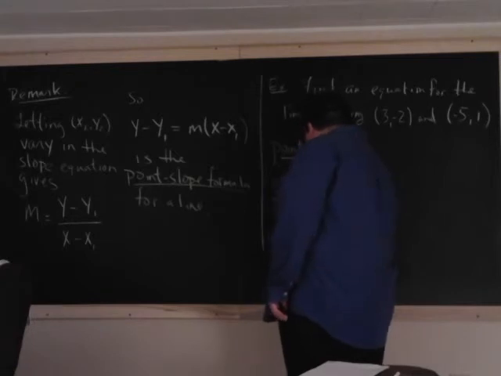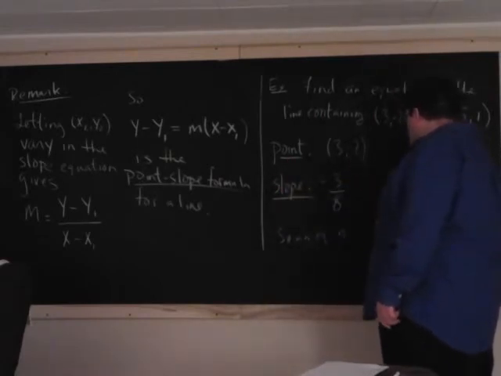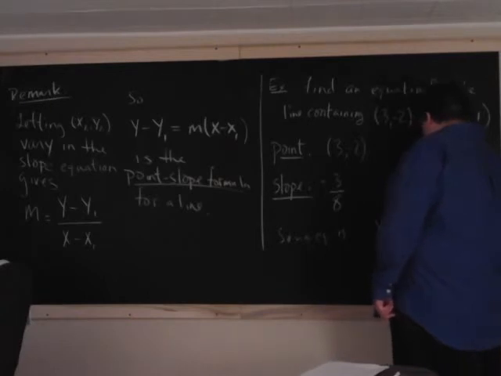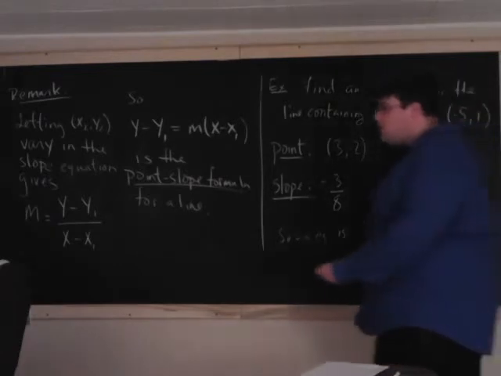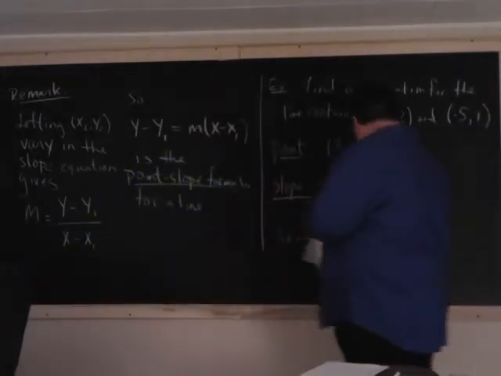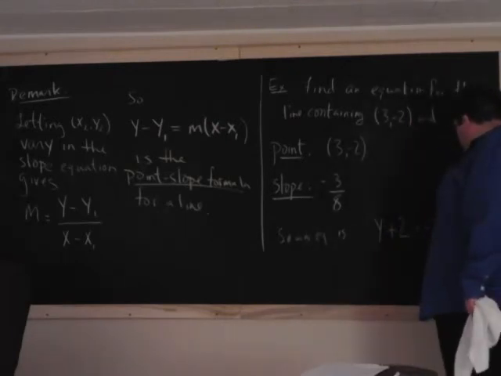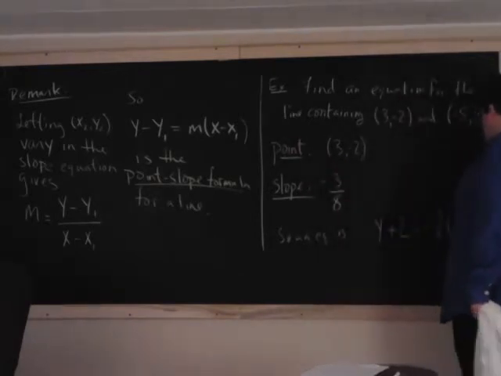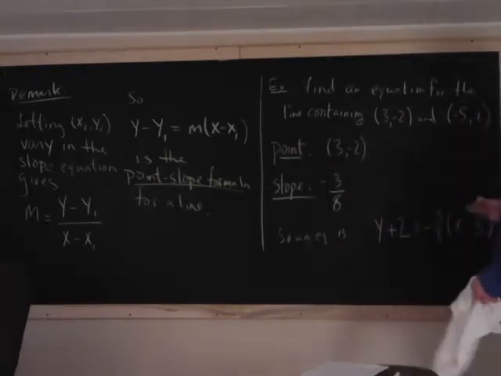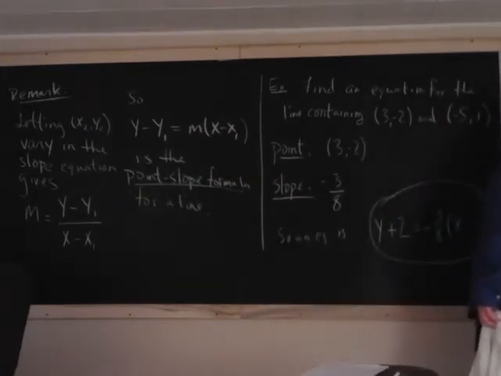So an equation is, what? Use the point-slope form. y minus y1: y minus negative 2 equals the slope. Don't forget the negative. Equals negative 3/8 times x minus x1, x minus 3. You don't need a y-intercept. You don't need to simplify that. That's a perfectly nice equation for a line.